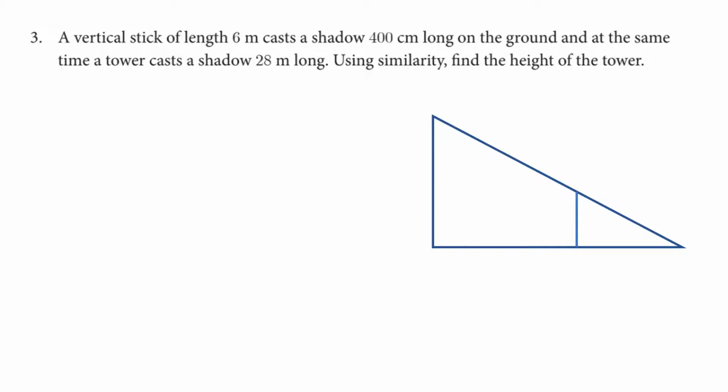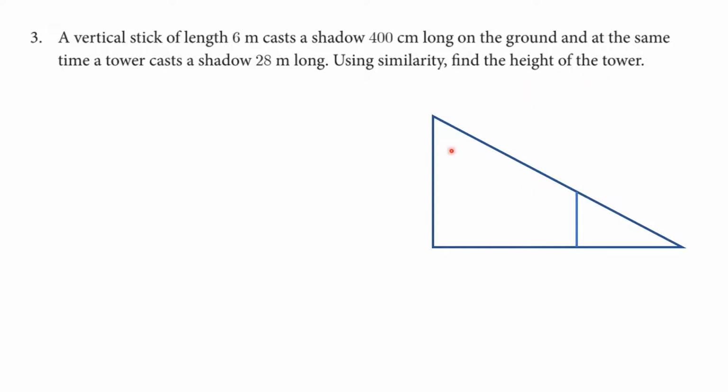The next problem: a vertical stick of length 6 meters casts a shadow 400 centimeters long on the ground, and at the same time a tower casts a shadow 28 meters long. Using similarity, find the height of the tower.